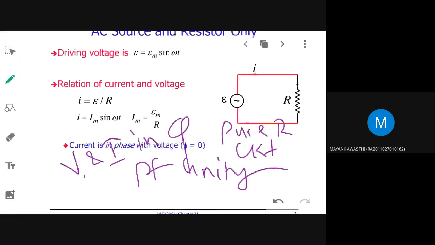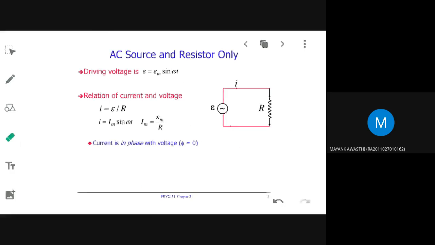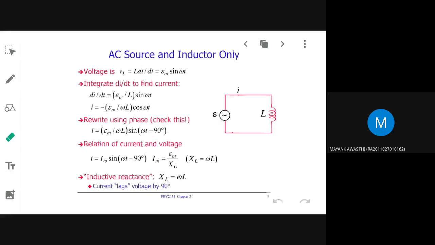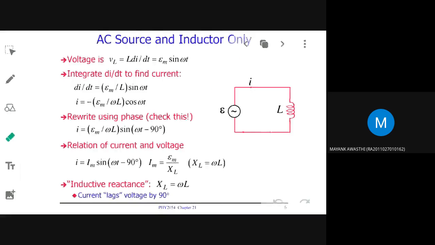Now we'll move on to what will happen if you are using a pure inductive circuit. Instead of resistance, if you are going for a pure inductive circuit with the same setup, what will happen? This circuit shows what elements? What are the various elements that are present there? AC source, current, and inductor.